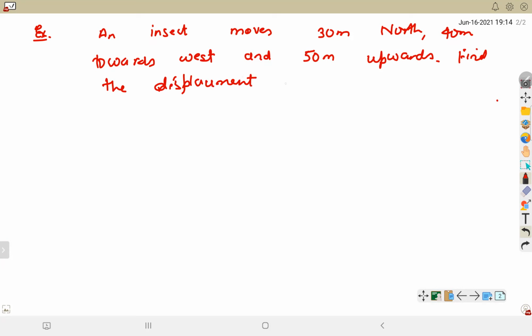For distance we can directly add, not a problem. Displacement of the insect: 30 meters north, 40 meters west, and then 50 meters upwards. Find the total displacement of the insect during this time. Yes, try. We'll give the hint.